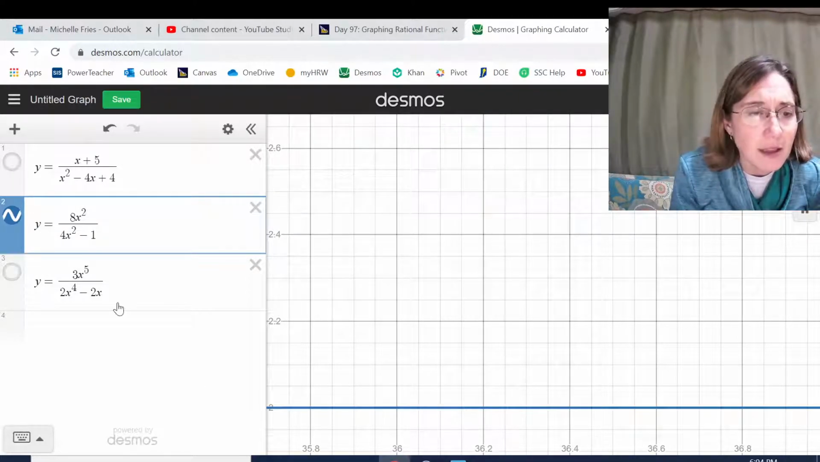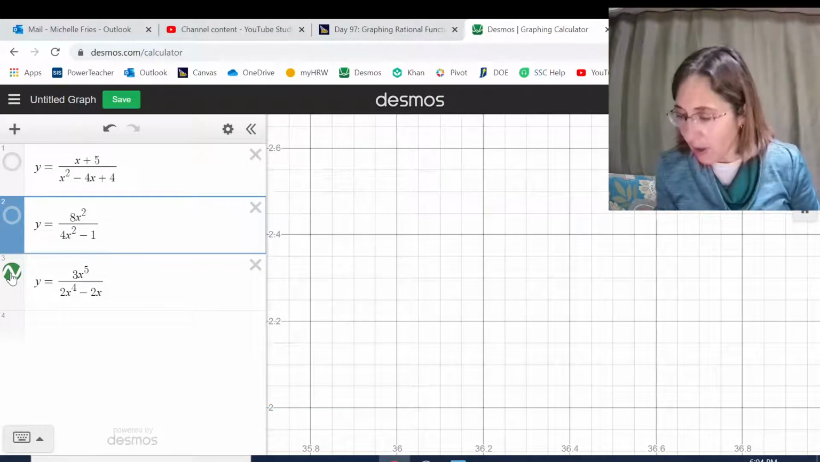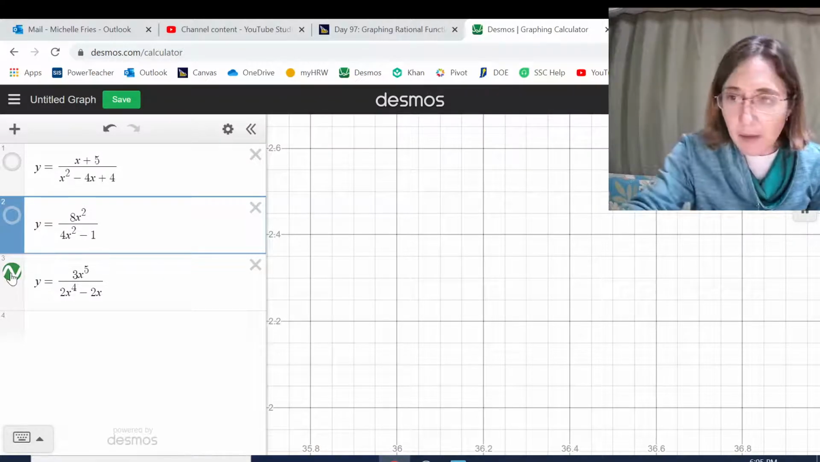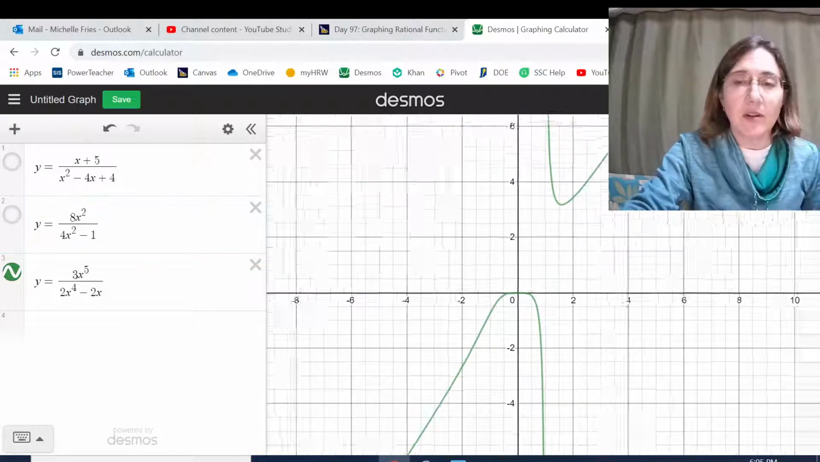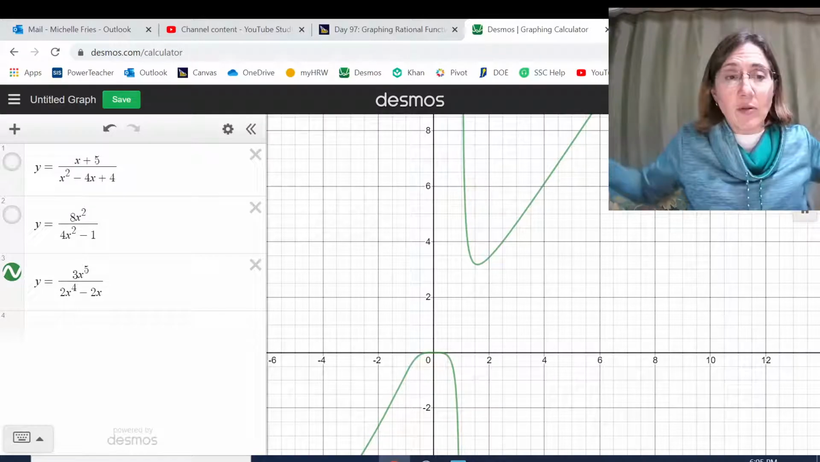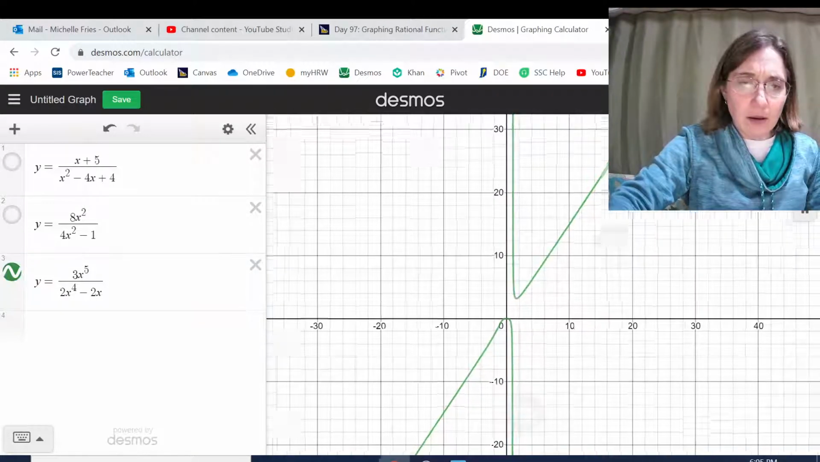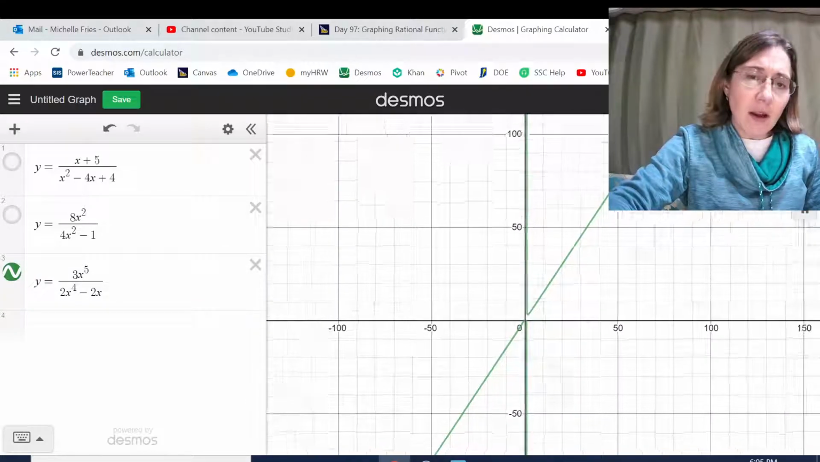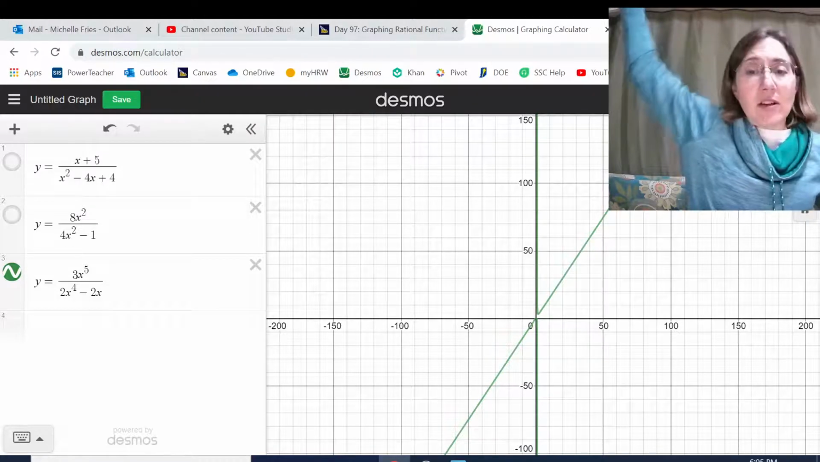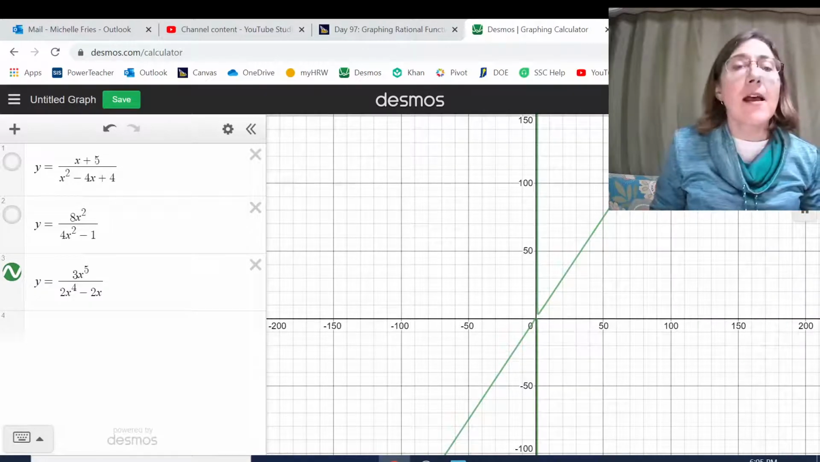And the last one that I want to show you is the third problem on your page. So it's right down here. And let me put this. Okay, so this one has not horizontal asymptotes, but it has oblique asymptotes. So let me zoom out. If I zoom out far enough, can you tell that it looks like the end behavior is going at an angle? That's an oblique asymptote, okay?